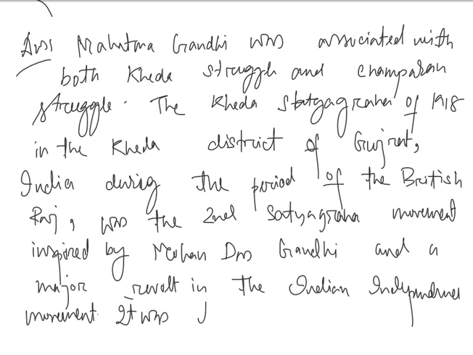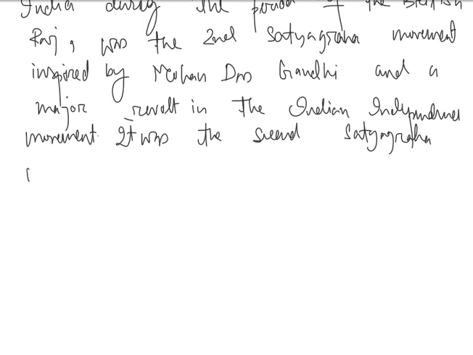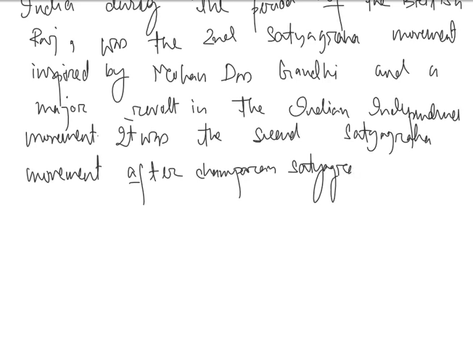It was the second Satyagraha movement after Champaran Satyagraha. Gandhiji organized this movement to support peasants of Khera district.